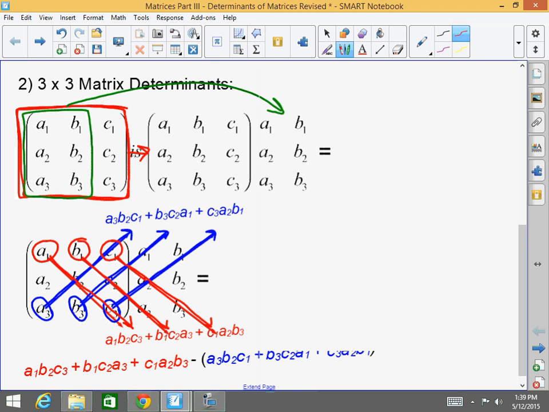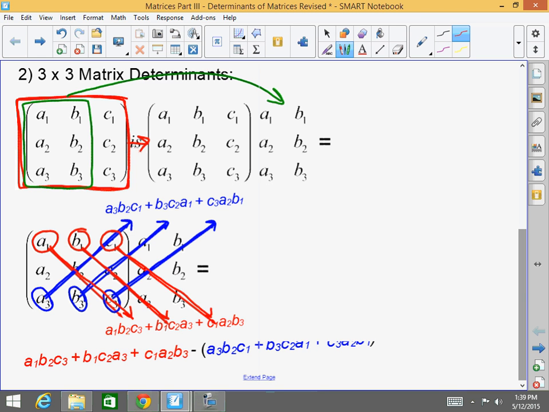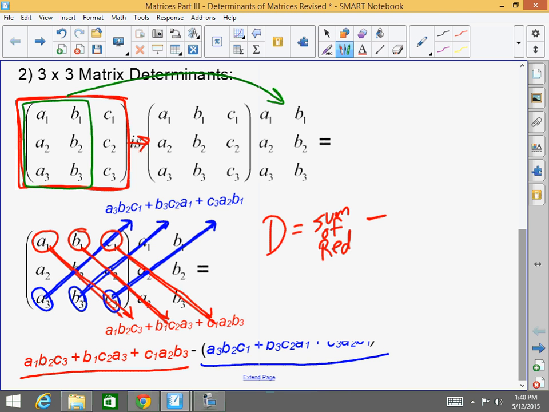And in the end, I'm going to find my determinant of a 3 by 3 by taking the sum of the red values, which are right here. So I'm just going to go sum of red minus my sum of blue. Literally.